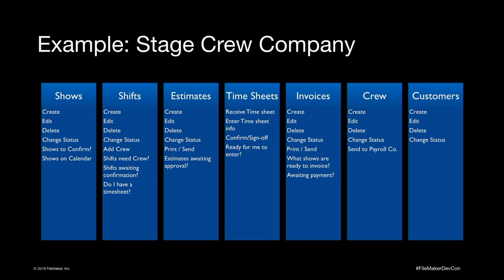And then down below it are a lot of the tasks that they're trying to accomplish. There's obviously the ability to create a show, create a shift, create an estimate, but then even further down, changing status. And then we get into some of the questions they're trying to answer. For shows, I want to know how many shows are tentative and I haven't booked yet. They're still sitting there as tentative. I want to know those. I want to know how many shifts I need to assign a crew to. The shift's there, but I haven't done my work in terms of assigning the crew, so I want to know that.